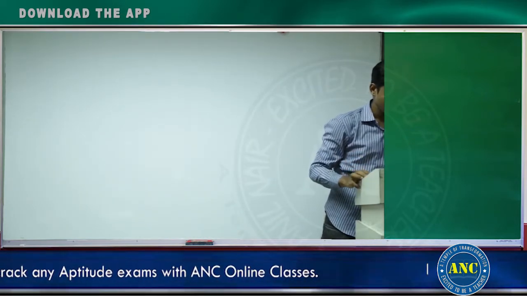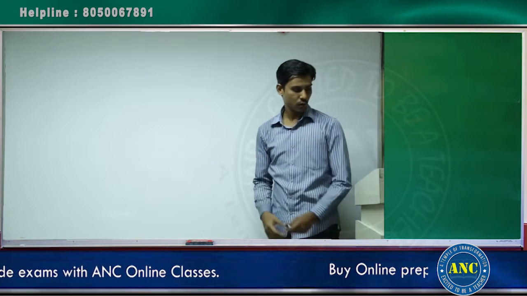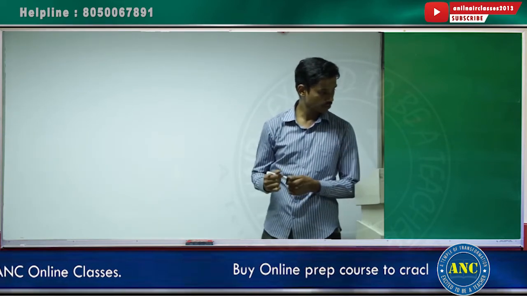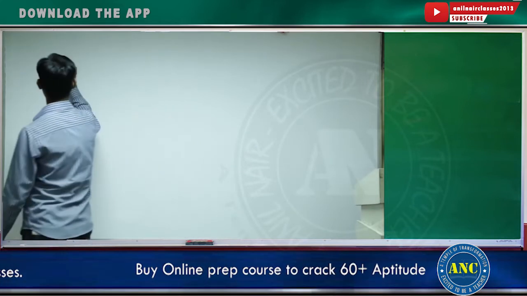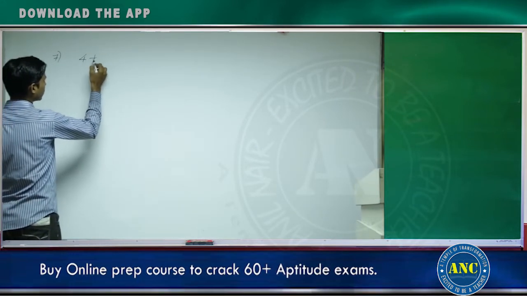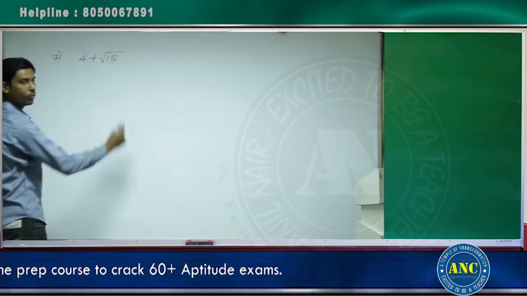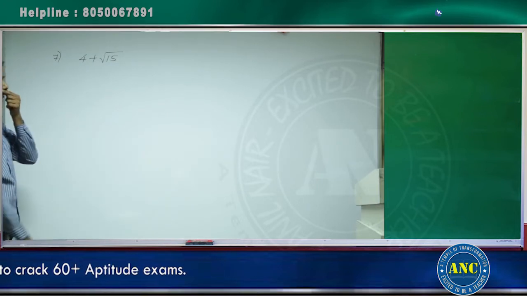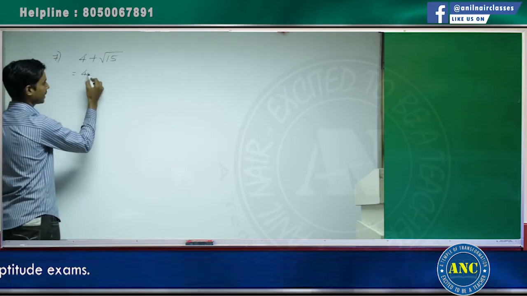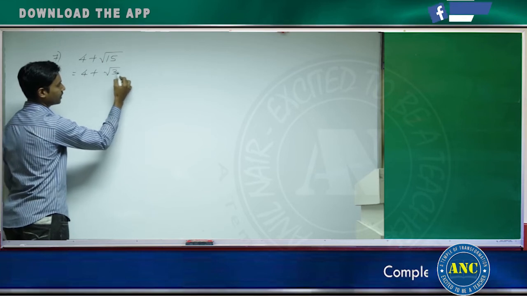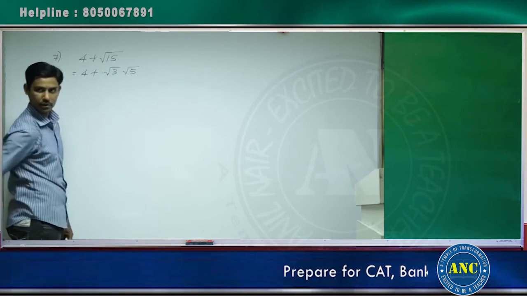Seventh question is the value of square root of 4 plus root 15. You need to find the square root of 4 plus root 15. First of all, forget about the square root. I will only find the value of 4 plus root 15. Then at the last step, I will apply the square root. This I can write as 4 plus root 15, where root 15 is root 3 into root 5.